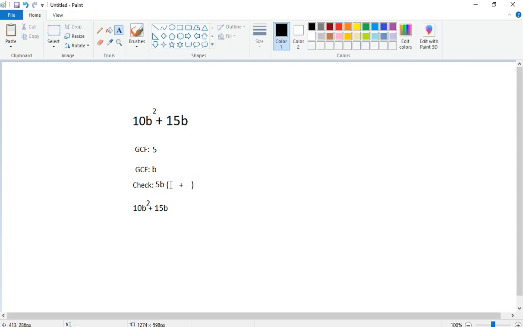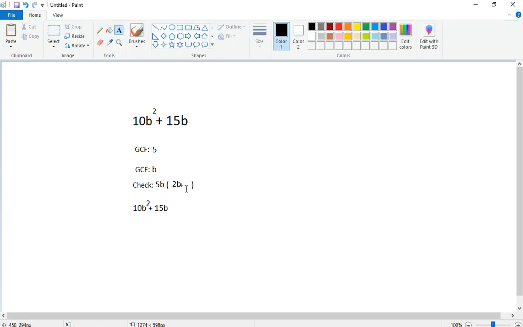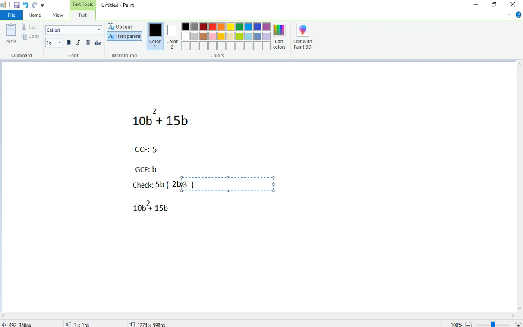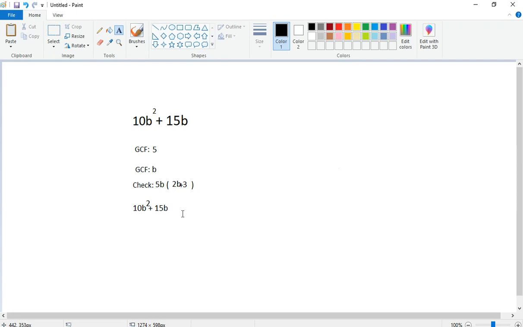And next, we have to figure out what we must multiply 5b by in order to come up with 10b to the second power plus 15b. So 5 times 2 equals 10, so we put a 2 there, and then b times b equals b to the second power, so we put a b there. And next, 5 times 3 was 15, and then we don't have to put any other b's because there's already one b in the equation, and 1b right here. So we have 2b plus 3, or 5 times the quantity 2b plus 3.